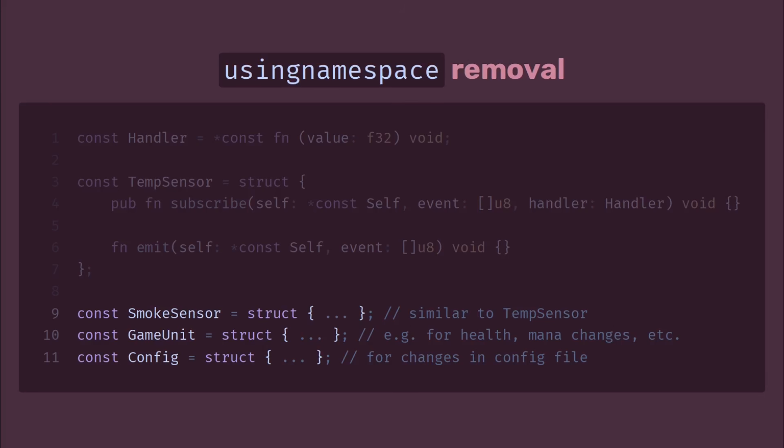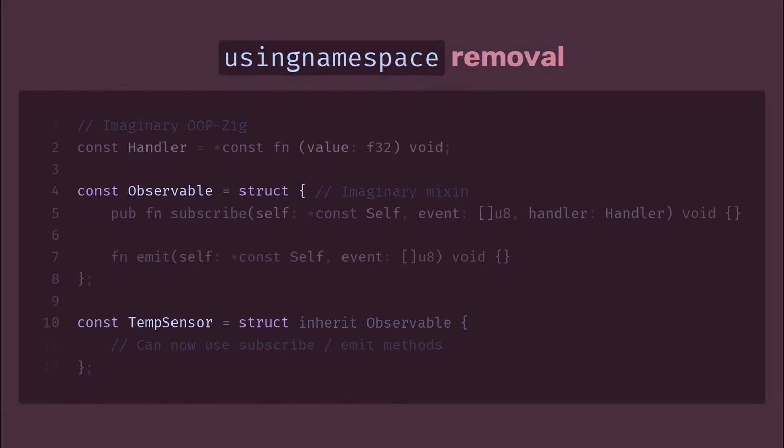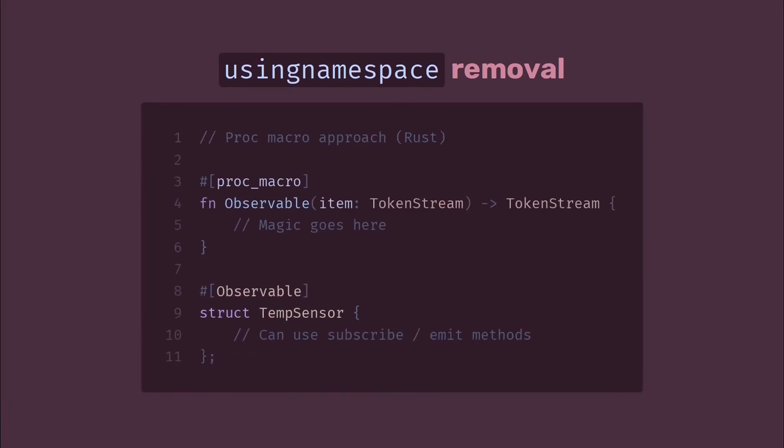There are a million ways to implement it in modern languages. In the OOP world, it's most likely inheritance, which in cases when one of the base classes has just utility functionality, it's called Mixins. Another solution is composition. You can define a separate observable object, and instead of inheriting from it, you can just store it inside your struct, like this. And finally, some languages have proc macros, which allow generating code for your types. For example, in Rust, we could write our observable proc macro and annotate our struct with it like this.